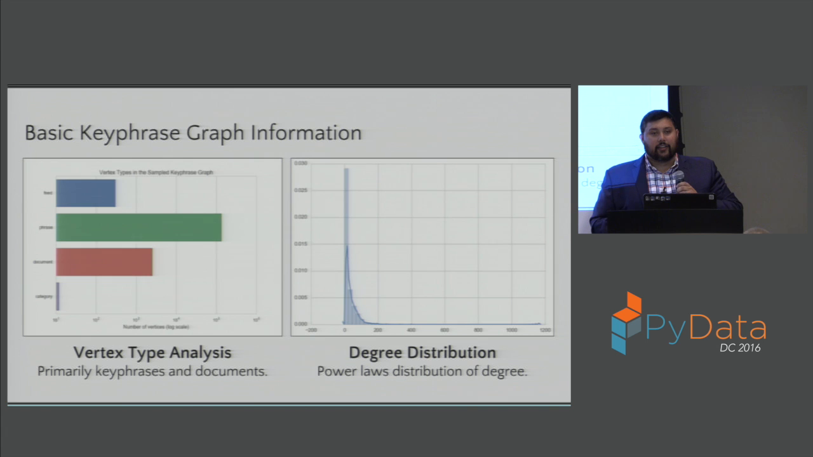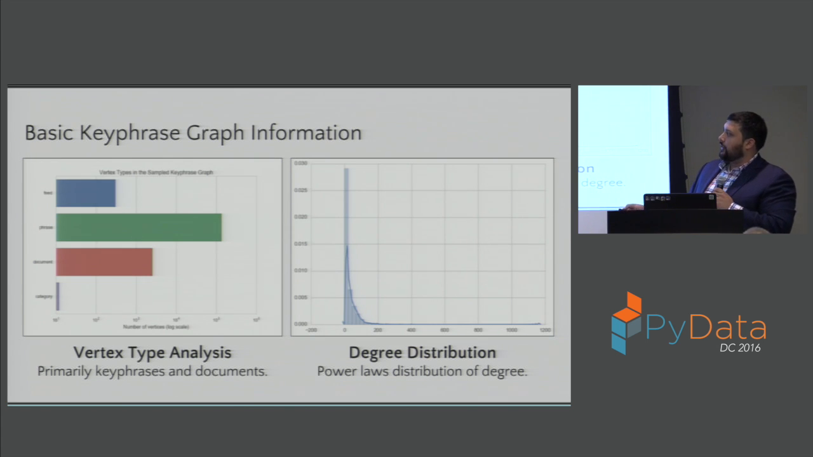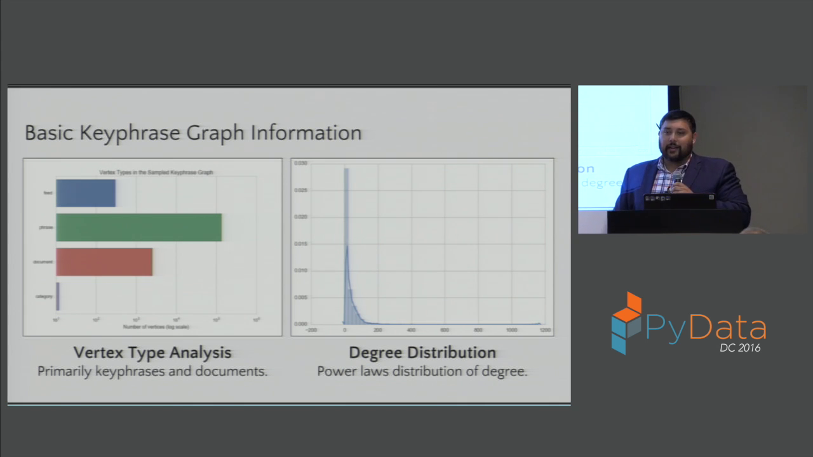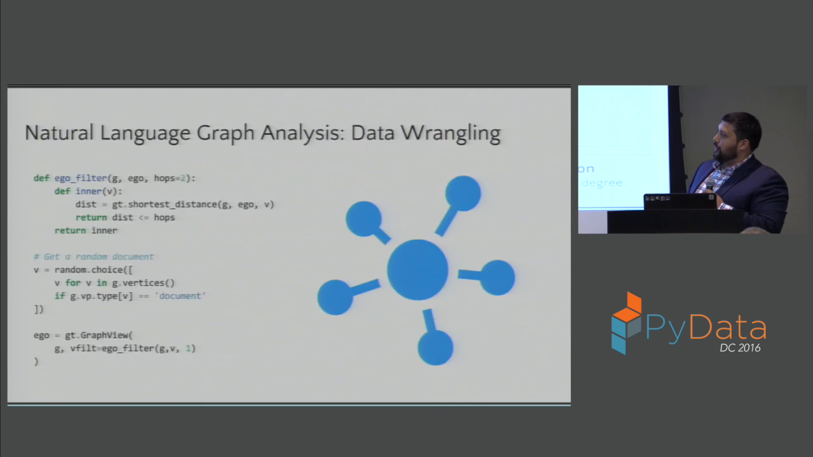If you aren't used to graph analytics, the first thing you should do is take the log plot of the magnitude of all of your vertex types, and also look at the degree distribution. When you see this, you can see that primarily we have phrases in our graph, and that we follow a power law distribution. That's good news because it indicates that we have a small world graph, which is the type of graph humans are particularly interested in. So we're doing good so far.